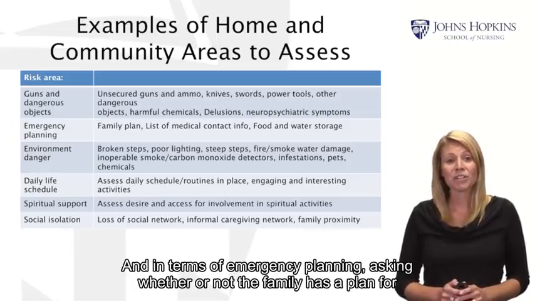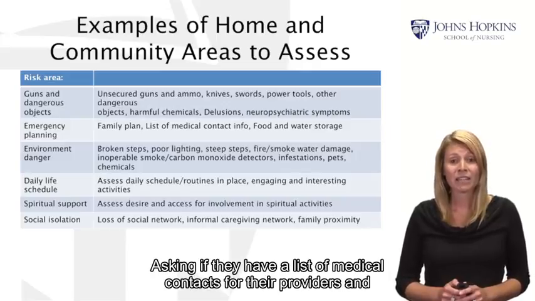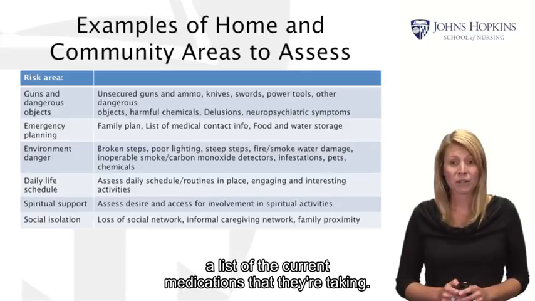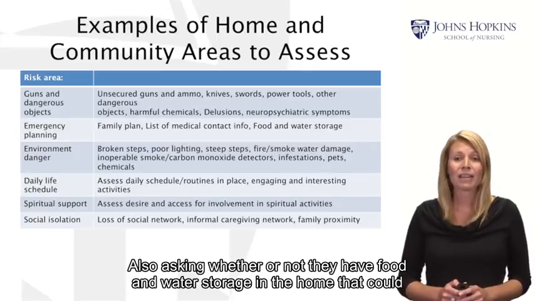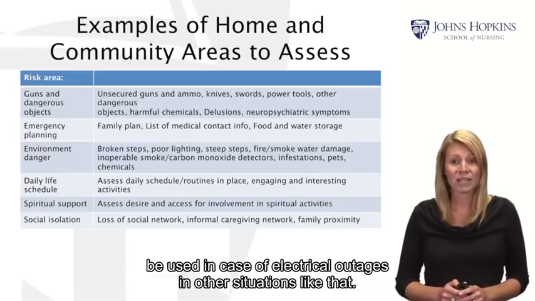And in terms of emergency planning, ask whether or not the family has a plan for emergencies such as hurricanes or other disasters, asking if they have a list of medical contacts for their providers and a list of their current medications that they're taking. Also ask whether or not they have food and water storage in the home that could be used in case of electrical outages and other situations like that.